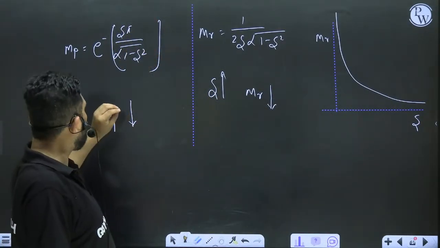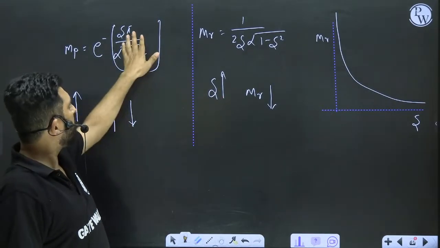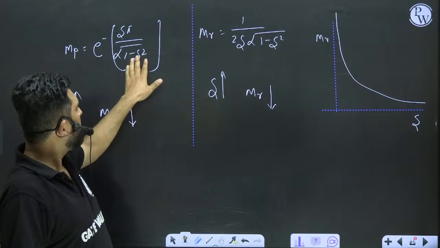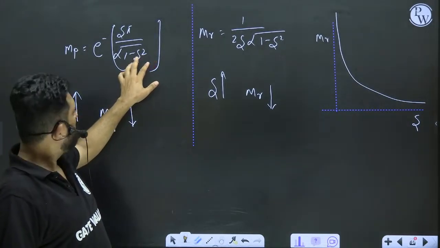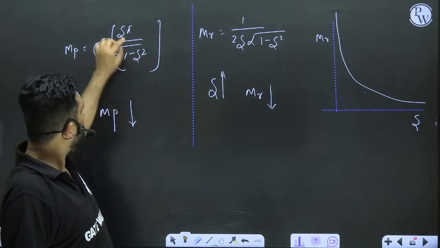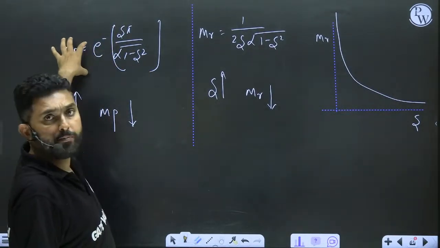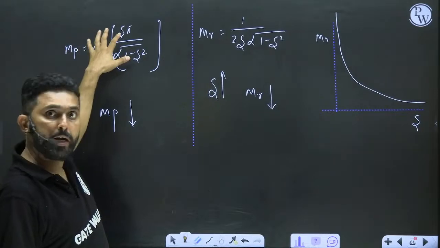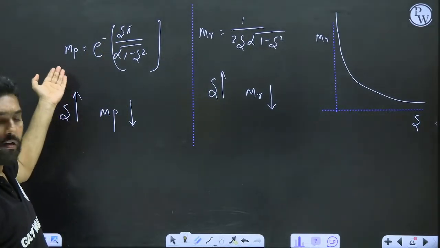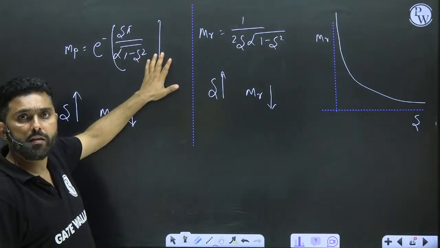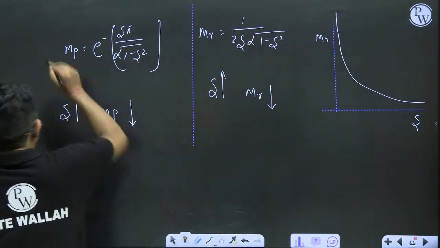So for zeta equal to 0, you have some MP. If you put zeta equal to 0 here, listen carefully, then this term becomes 1, MP becomes 1, the maximum overshoot is 100%. But as you increase the values of zeta, let's say zeta is 1, don't say that zeta will increase to infinity. What is the range of zeta? Don't forget this.